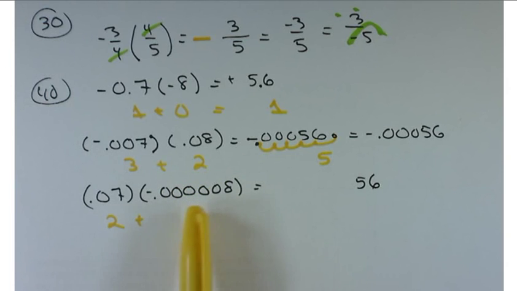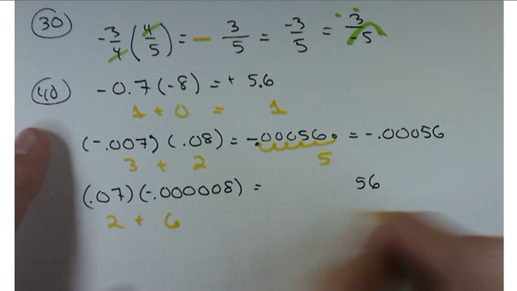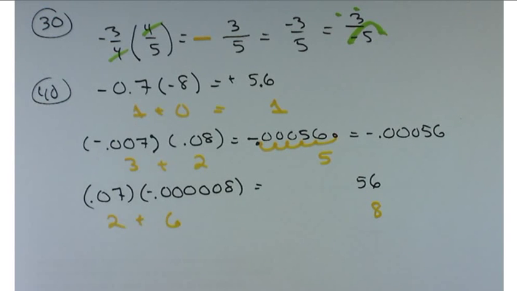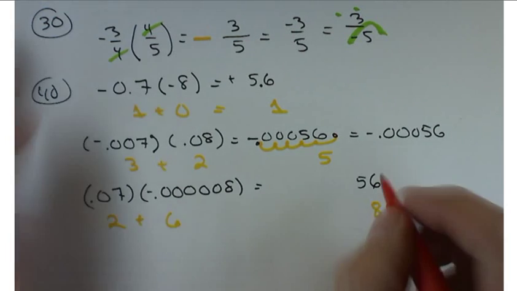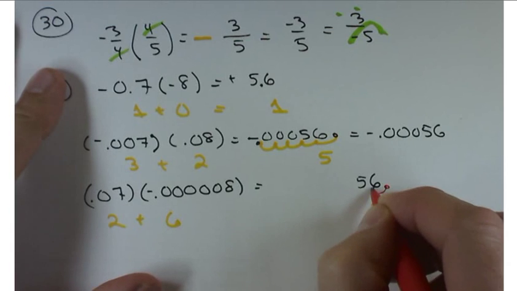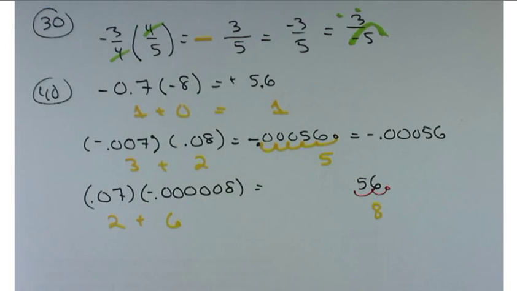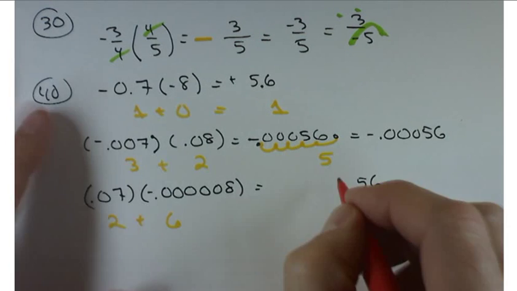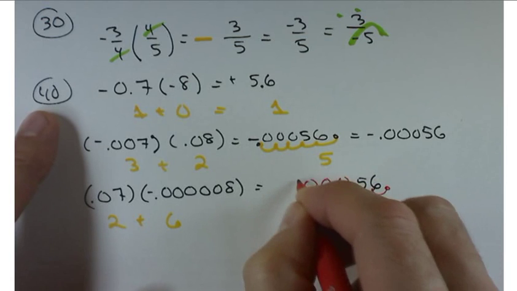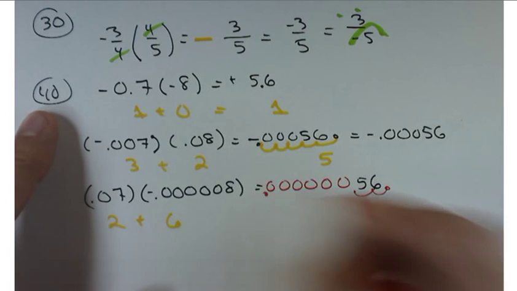How many decimal digits here? 6. So I should have a total of 8 decimal digits here. Start out with the 56. 1, 2. After that, you're adding zeros. So how many zeros am I going to need? 6 zeros. 1, 2, 3, 4, 5, 6.